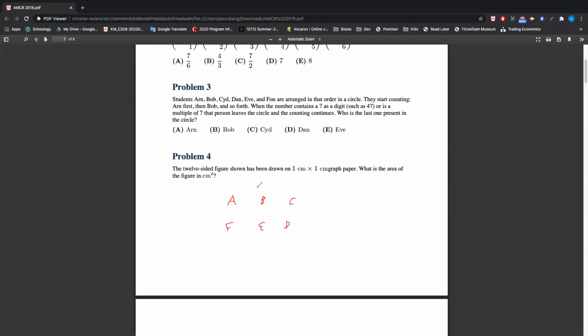We just pretend they're in a circle. So we would have Arn with 1, Bob would have 2, and we'll continue. So 1, 2, 3, 4, 5, 6. Arn has 7, so he'll be eliminated.